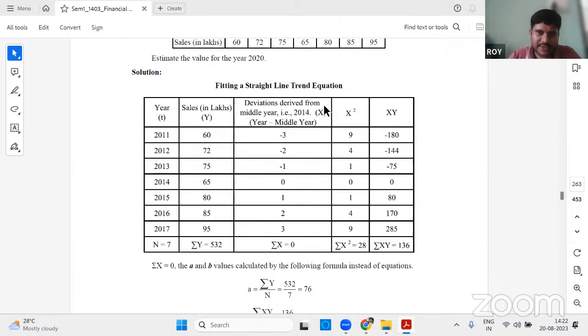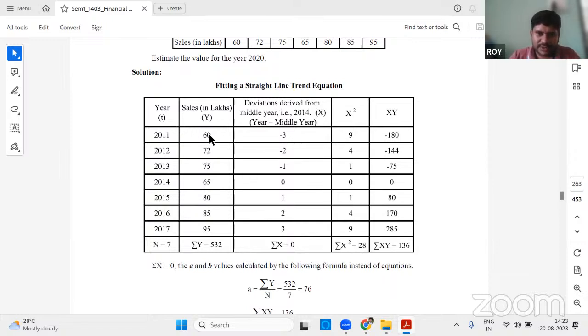These are the sales, and the deviation is derived from the middle year. The middle year is 2014. We can consider this X as the year minus the middle year. For 2011, the middle year is 2014: 11 minus 14 is minus 3, 12 minus 14 is minus 2, 13 minus 14 is minus 1. The sum of X is equal to 0. Then X square, and the sum of these X square is 28.